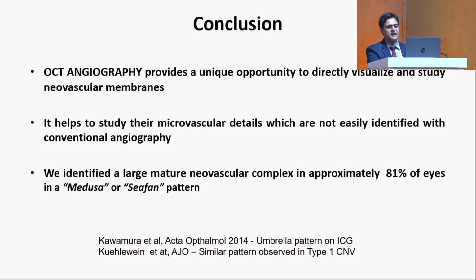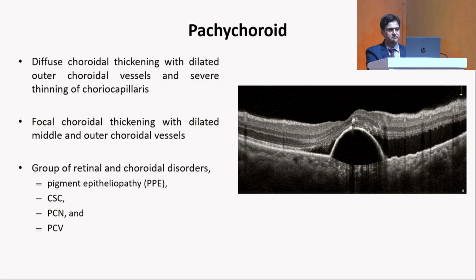So, for AMD, as I said, I think it is a very good technique to directly visualize and study the neovascular membranes. We can see the microvascular details very clearly, and in 81% of the patients we could identify a well-defined vascular pattern on OCTA. Now, coming to the second part, the pachychoroid.